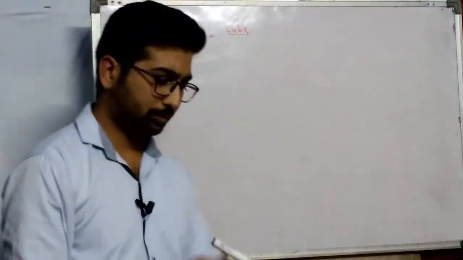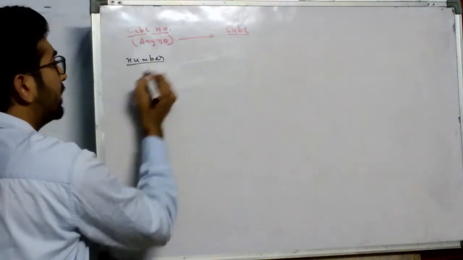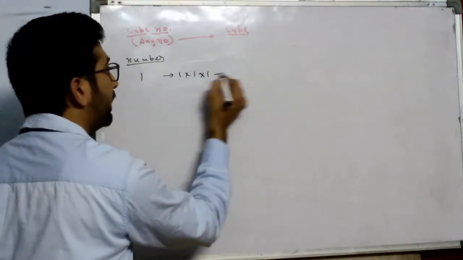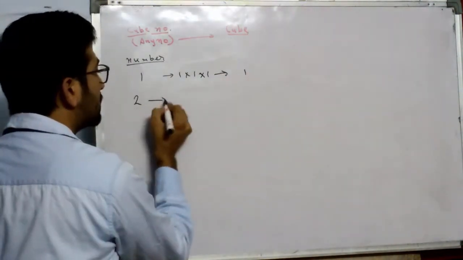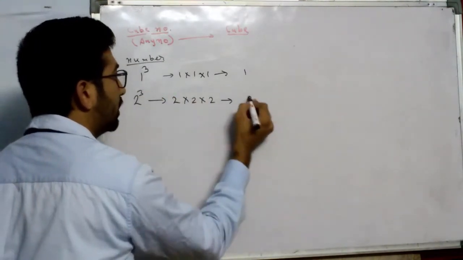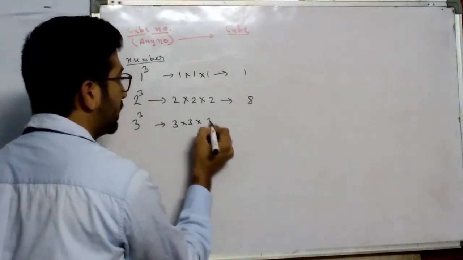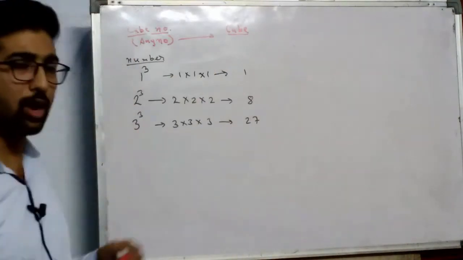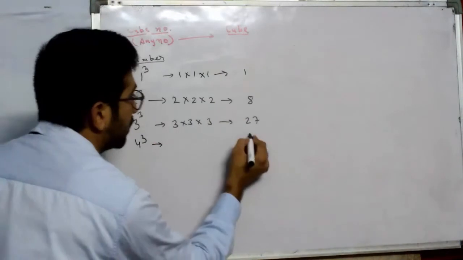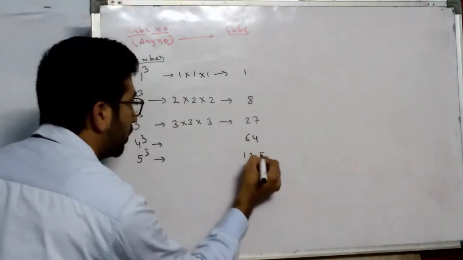Now my meaning is, suppose you are having a number that is 1. Cube of 1 is 1 into 1 into 1, that is 1. Cube of 2 is 2 into 2 into 2, that is 8. Cube of 3 is 3 into 3 into 3, that is 27. On the same pattern now I am going to write all the cubes up to 10. 4 cube is 64. 5 cube is 125.